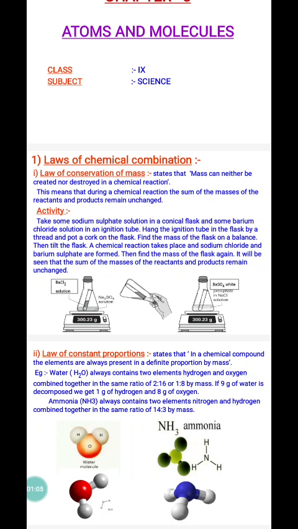In our third chapter, Atoms and Molecules, we'll discuss the laws of chemical combination. We already discussed that compounds are formed by following a fixed ratio. Preparation of a compound must always follow a fixed ratio.